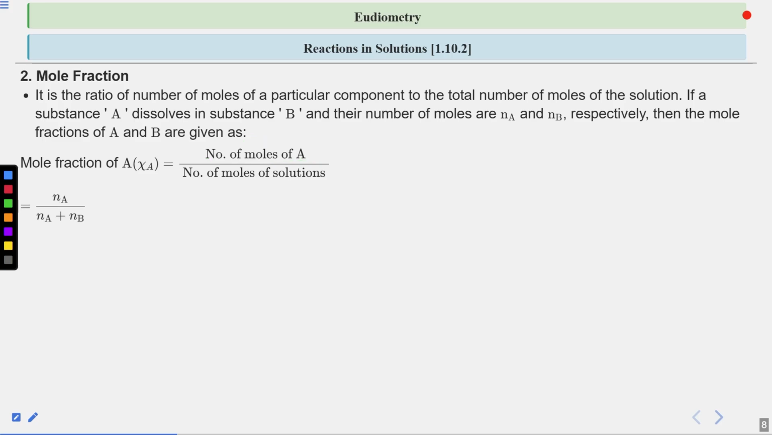What are present in the solution? A and B. So the total number will be Na plus Nb, that is, number of moles of A plus number of moles of B. And again in the numerator, the number of moles of A. In this way, you will calculate the mole fraction of A. Mole fraction is represented by this chi. This is not x, it is chi, and whosoever mole fraction you are interested in, just keep it in the subscript.